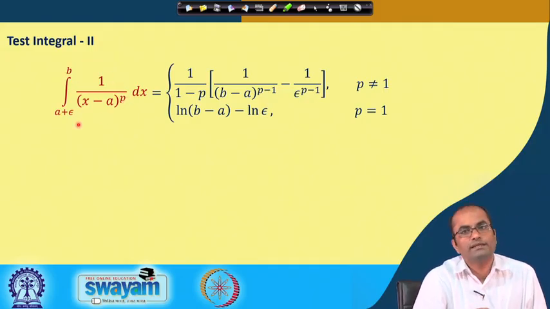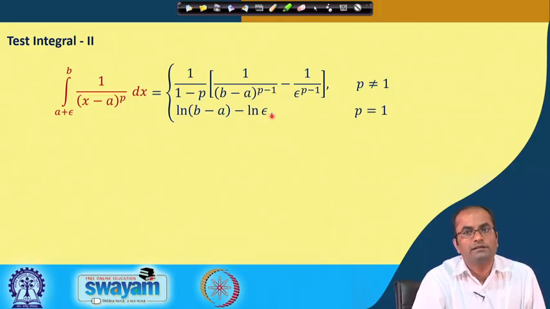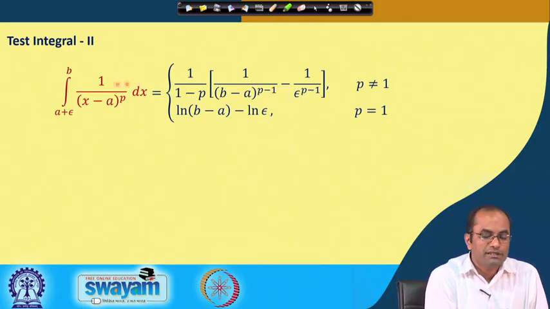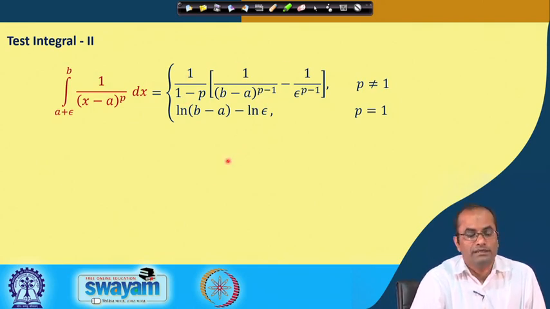So, there will be two cases again. When p is equal to 1, we will have ln of x minus a, which will give us ln of b minus a minus ln epsilon, and when p is not equal to 1, then we will integrate this, and it will be 1 over x minus a power p minus 1, which will result in this expression here with 1 over 1 minus p.